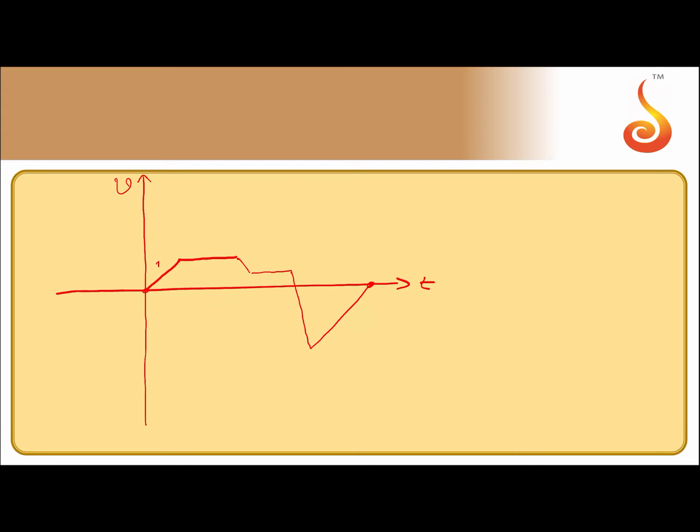Which intervals? 1, 2, 3, 4, 5, 6. There are 7 intervals, you notice. Now if I want to find out the displacement of the particle, if I want to find out the resultant displacement of the particle, then what I will do is I will find out each area and I will add them. Now look at this.